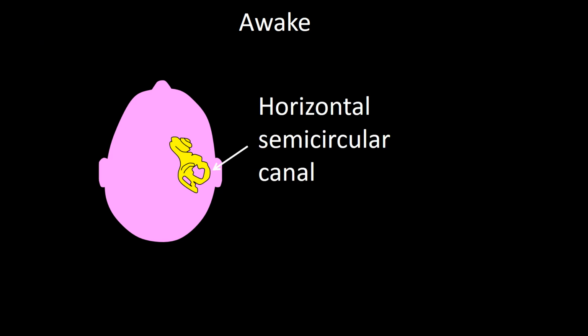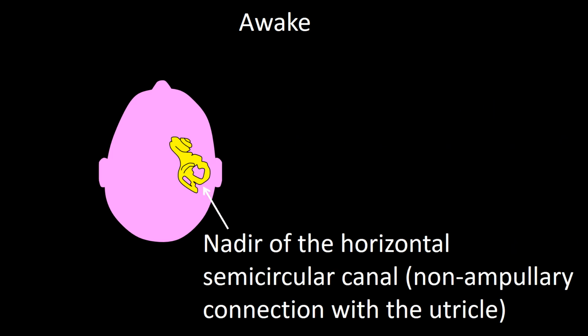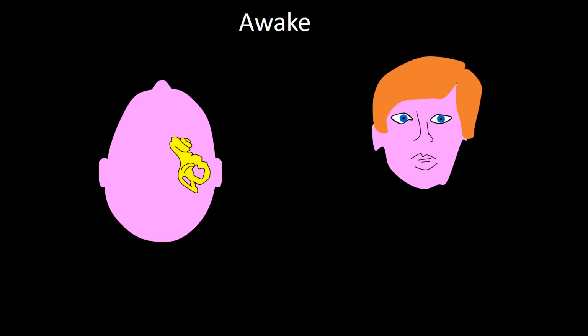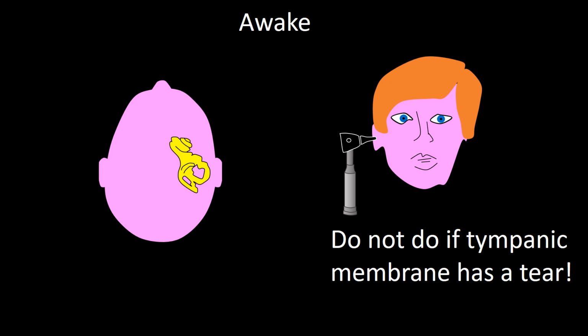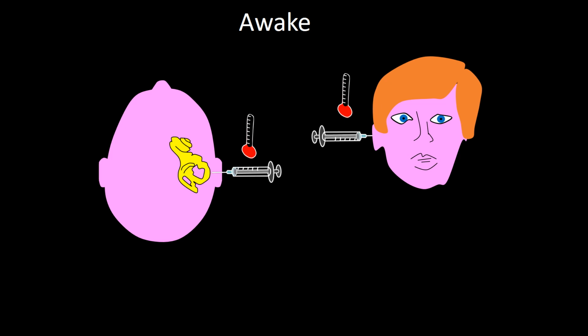Closest to the ear is the lateral or horizontal semicircular canal, the crista ampullaris in relation to the posterior end of the canal, and certainly in relation to the nadir or lower point of the canal. I have added a facial view of the patient in this frame and an otoscope. The otoscope is to look and make sure that the tympanic membrane is intact. Then a rubber needle connected to a syringe with very cold water, which we do not use in normal awake patients because it's distressing, is used to irrigate the right ear canal as depicted here.